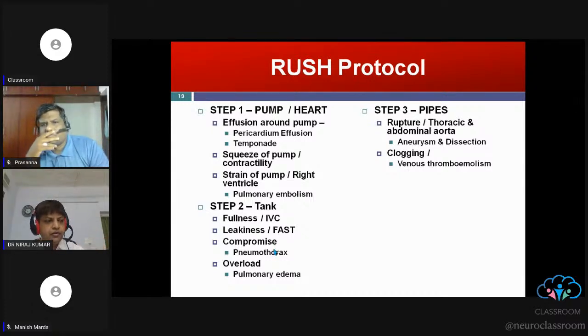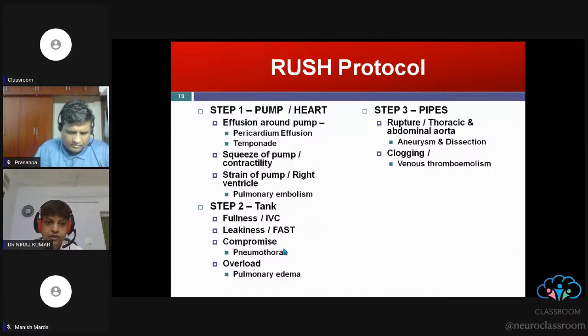So we have to use the linear probe. We have to keep this probe on the anterior part of the chest, and the sliding sign will be absent, and the lung pulse will be absent. And the lung point is the diagnostic feature of pneumothorax. And once you have diagnosed the pneumothorax, you just have to do needle decompression and chest tube drainage. And this tank overload is also an example.